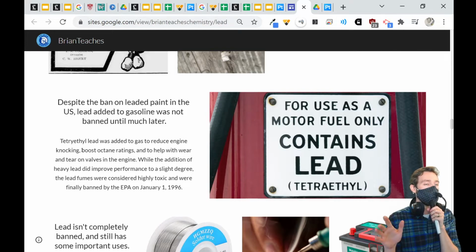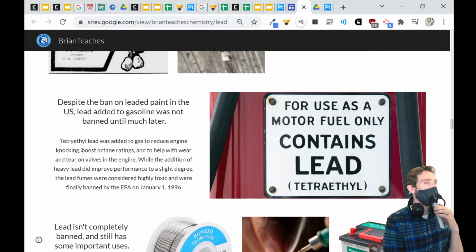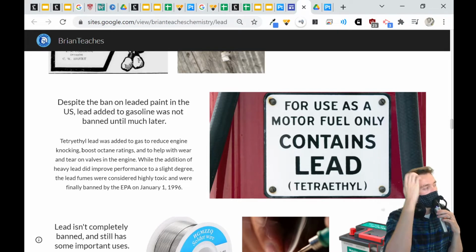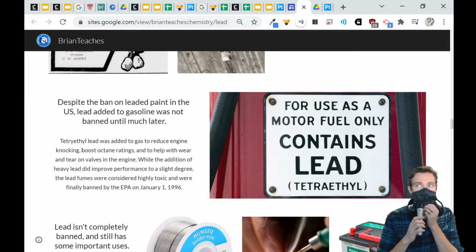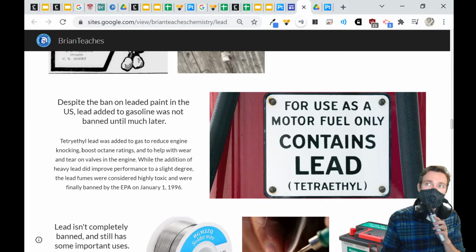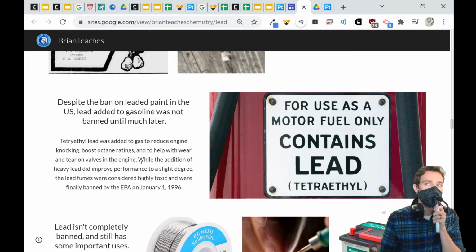the octane rating. The reason that you get 87 instead of 89 in an 87 motor is that if you give it 89, it's a little bit too rich and it causes knocking. It causes the pistons to go too far, and that does damage to the engine. So the lead reduced the knocking, it boosted octane ratings, it helped wear and tear on the valves.